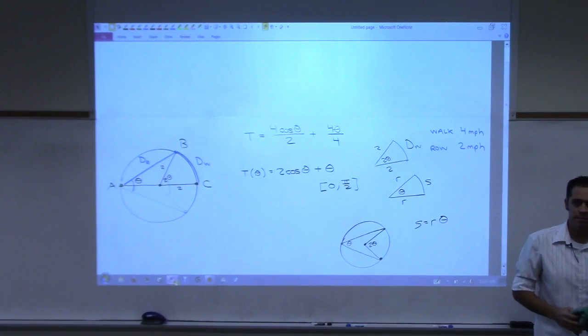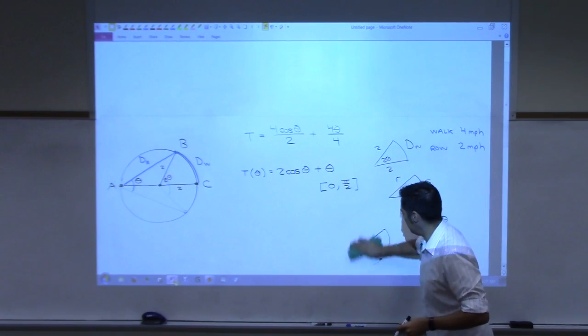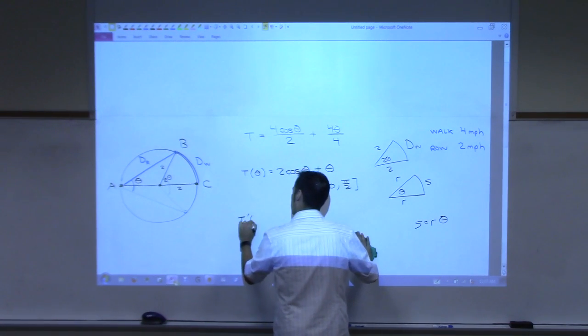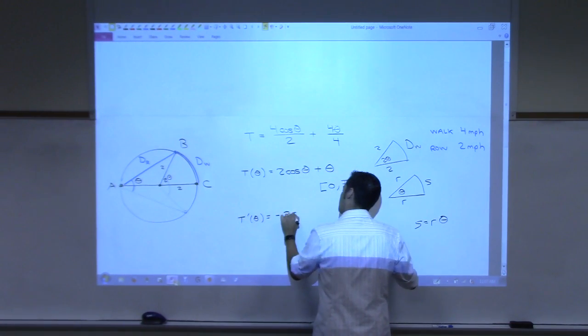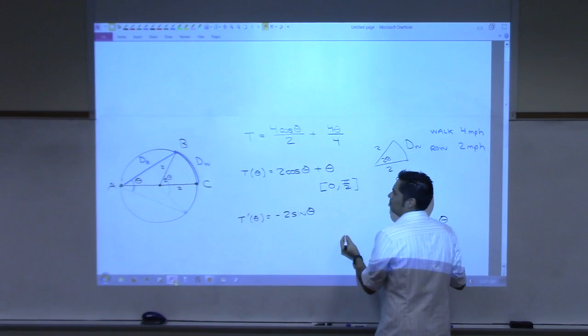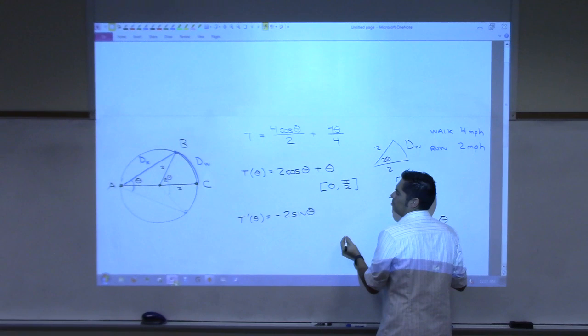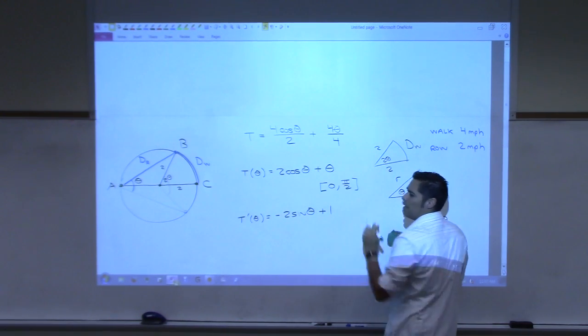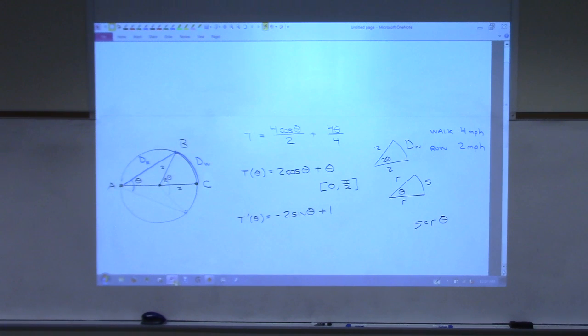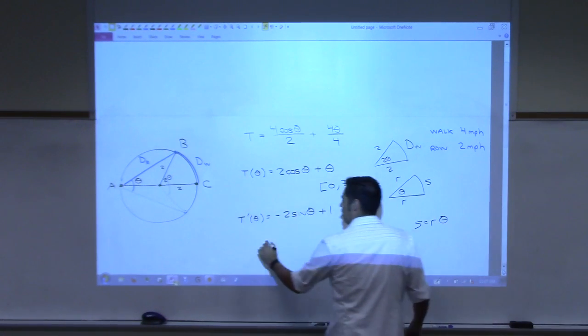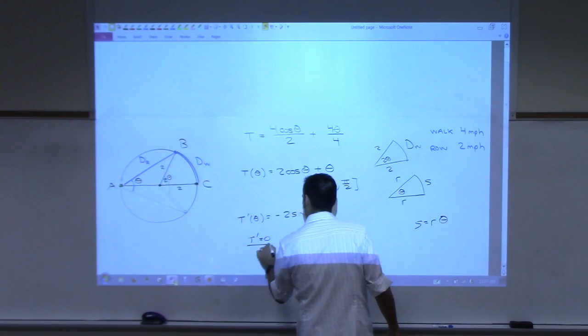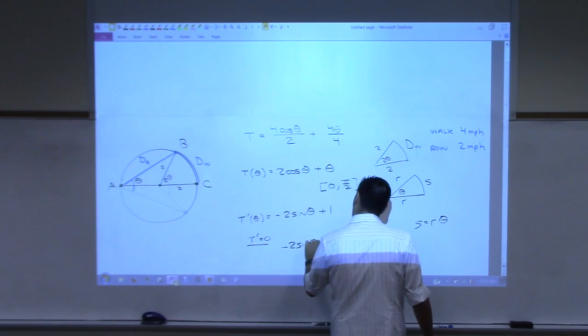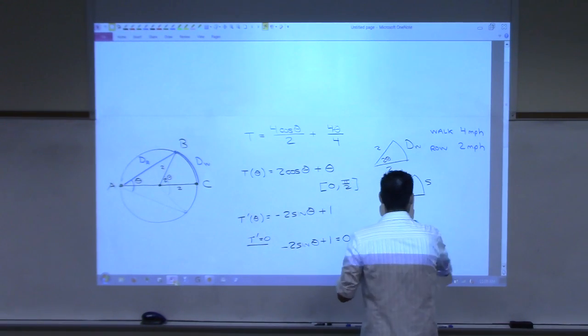Now we can do the derivative. And that derivative is pretty straightforward, isn't it? The derivative of t is going to be negative 2 sine theta, plus 1. Theta is our variable. The derivative of theta is 1, because it's like x. The derivative of x is 1. All right, now set that to 0. So where is this derivative 0? Negative 2 sine theta plus 1 equals 0.